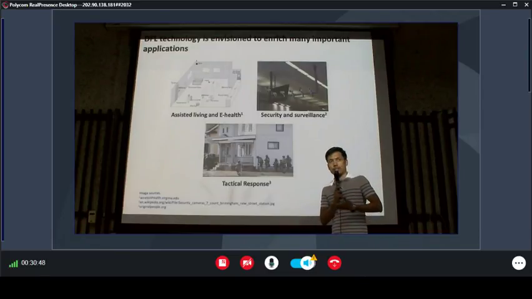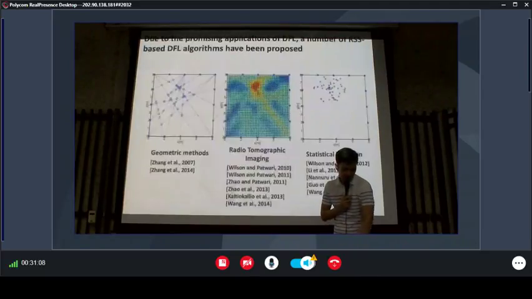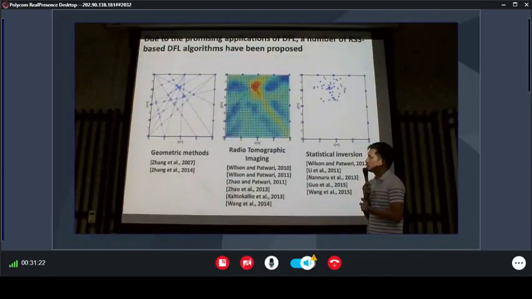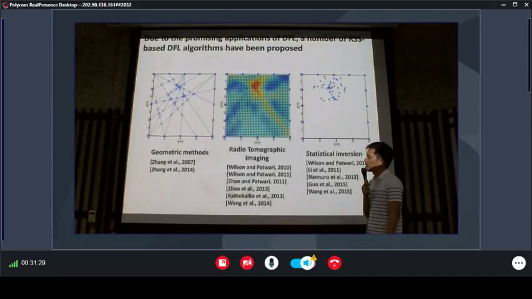So, for example, DFL using radio waves has advantages over systems such as video cameras in such a way that RF can go through certain walls or through smoke, wherein video cameras or optical-based methods will not work at all. Okay, so due to the promising applications of DFL, a number of RSS-based or received signal strength-based DFL algorithms have been proposed. Some of these include geometric methods, essentially by finding out which of the links inside that network are affected by the person's presence, and finding the intersection of those links. Those are probable locations of that person.